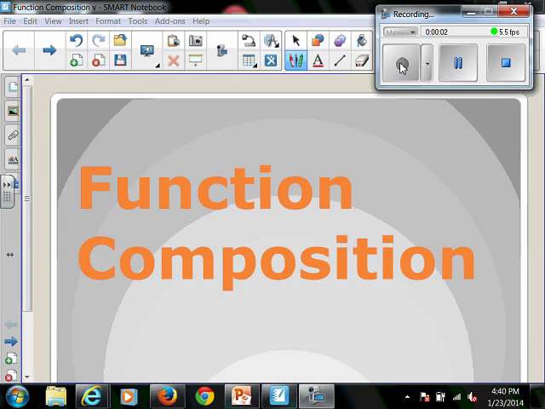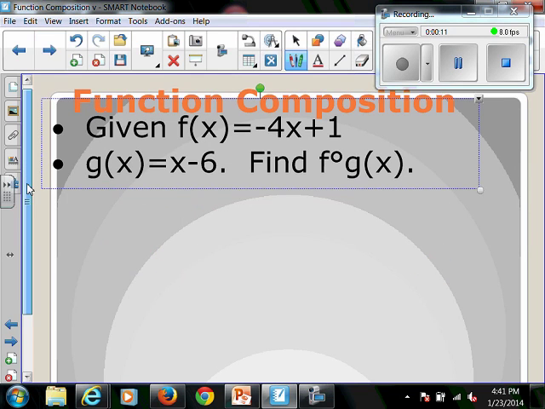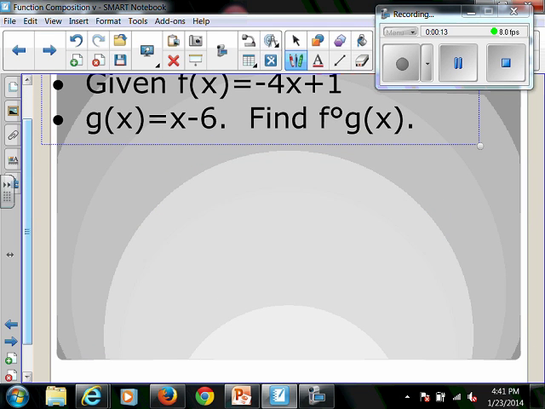Today's lesson is on function composition. So we're given these two functions. Let's find f of g of x. First thing is, let's rewrite this with parentheses. Now let's substitute for g of x. g of x equals x minus 6.